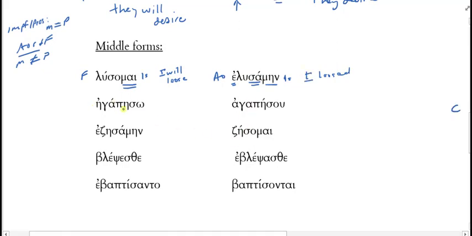Okay, so let's look at the next set. We have agapeso. And here, I have a mistake here. This should actually not be agapesu. It should be agapese.